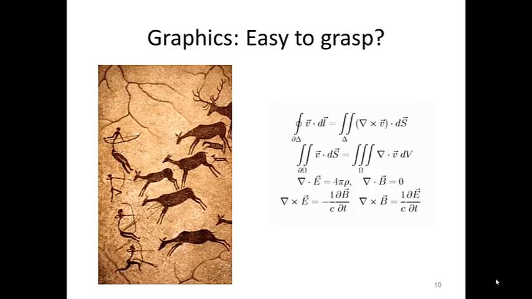Here we have something on the left. It's about 20,000 years old. What's happening on the left? They're hunting deer, okay? It's 20,000 years old. I guarantee you wouldn't understand if the person who made this described what was happening to you using words. But we get this, right?